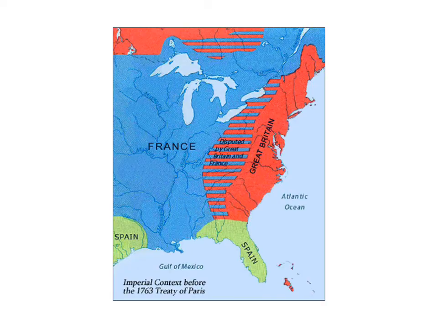Well, the net result of the war was a major defeat for France. And here we can see on this slide what the situation was when the war started. We had Great Britain on the east coast of the United States with its colonies, France in the large blue area, all the way from Canada down across the Mississippi River and out west.